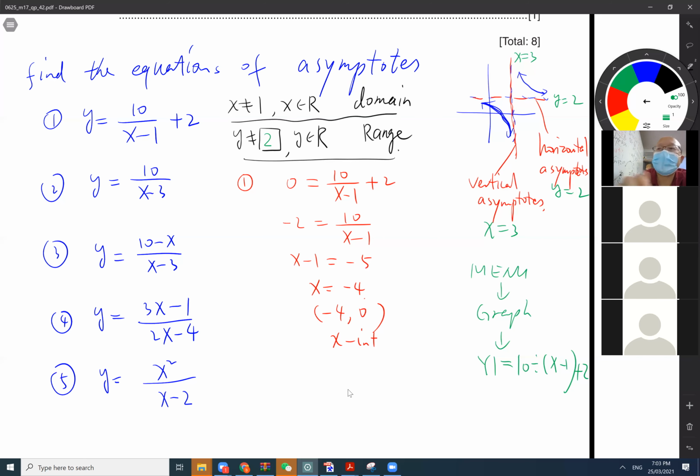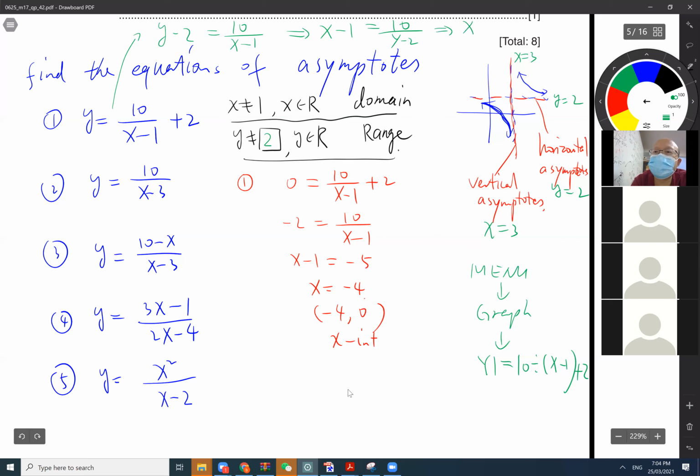Oh, rearrange the equation. That's a very good way. Check out. y minus 2 equals 10 over x minus 1. So x minus 1 equals 10 over y minus 2. Oh, y cannot be 2. You can also say x equals 10 over y minus 2 plus 1. Oh, y cannot be 2. So this is the range and domain.